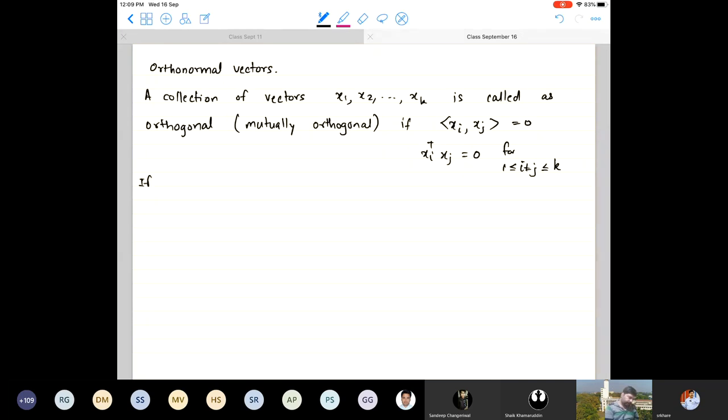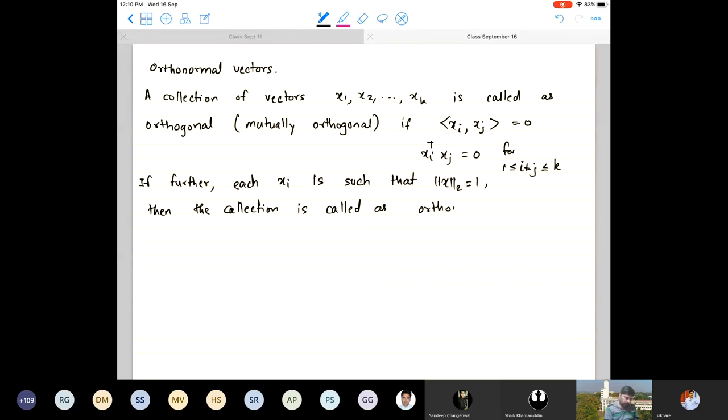And if further each xi is such that the 2 norm of xi is equal to 1, then the collection is called an orthonormal collection.